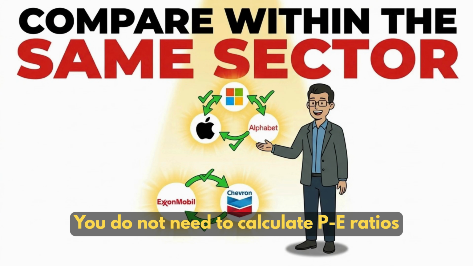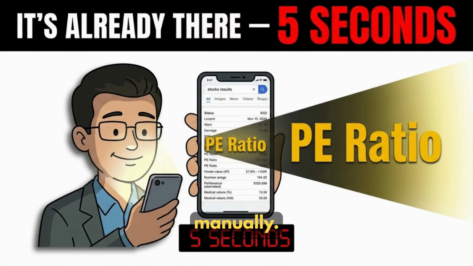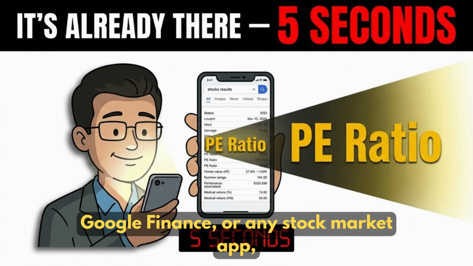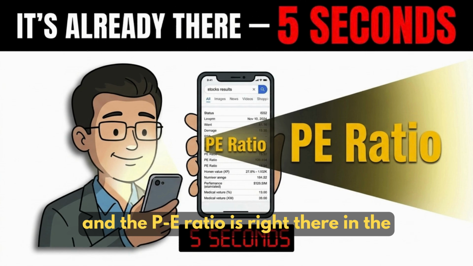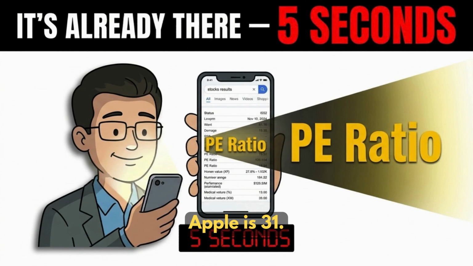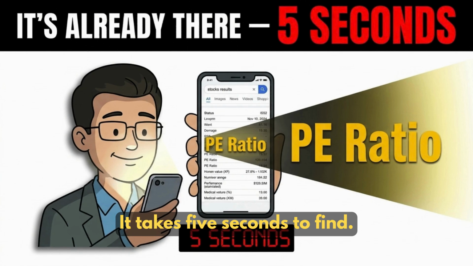You do not need to calculate PE ratios manually. On any financial platform, Yahoo Finance, Google Finance, or any stock market app, simply search for the stock name, and the PE ratio is right there in the key statistics or summary section. Apple is 31. Microsoft is 24. Nvidia is 37. It takes 5 seconds to find.